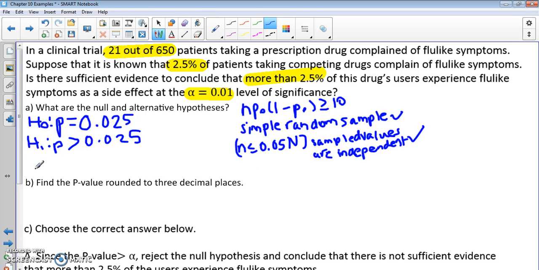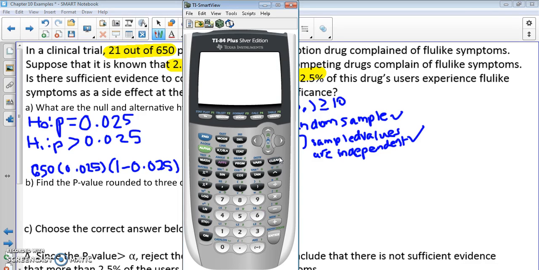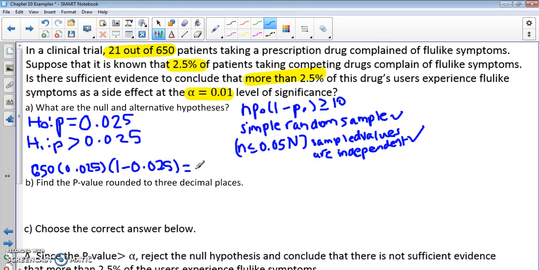So n is 650 times 0.025 times the quantity 1 minus 0.025. So we have 650 times, in parentheses, 0.025, close parenthesis, open parenthesis, 1 minus 0.025, close parenthesis. We get 15.84375. So that's greater than or equal to 10.